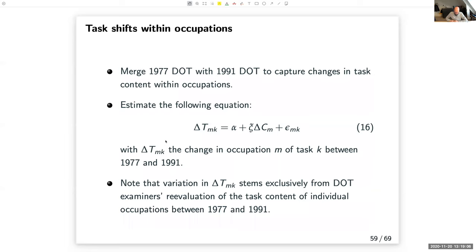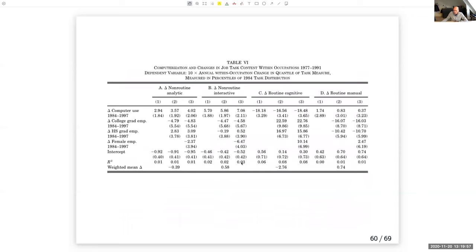Maybe we can get more general evidence from this regression equation, where you now look at the change in task k in occupation m over time. That's exploiting the different scores that these experts gave in the two DOT releases. You can regress that change in task content within an occupation onto the change in computer use in that occupation, again taken from the CPS. And the coefficient, you would expect to be positive for the non-routine tasks and negative for the routine tasks. And that's what you find.